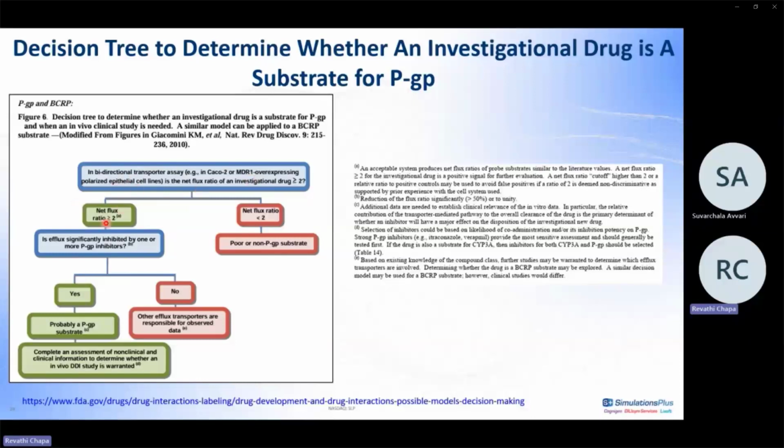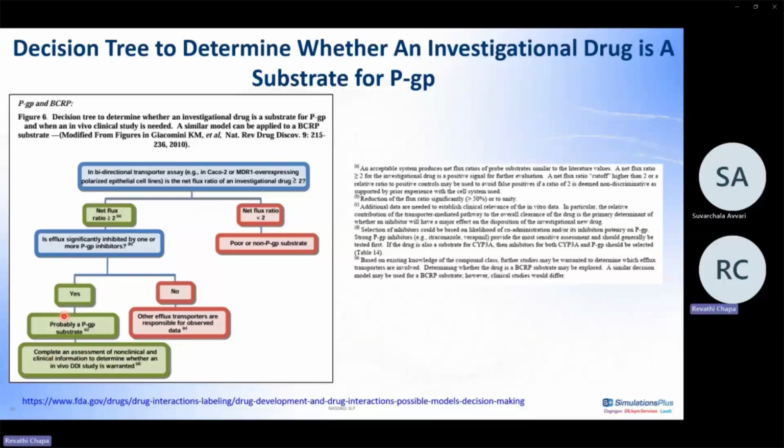So if the net efflux ratio is greater than 2, then it could be a potential PGP substrate. Then we need to see if this efflux can be inhibited by one or more PGP inhibitors. The reduction in the ratio should be more than 50%, or to unity, when administered with these inhibitors. If yes, then it could probably be a PGP substrate, and a complete assessment of non-clinical and clinical information to determine whether an in vivo DDI study is required needs to be understood.